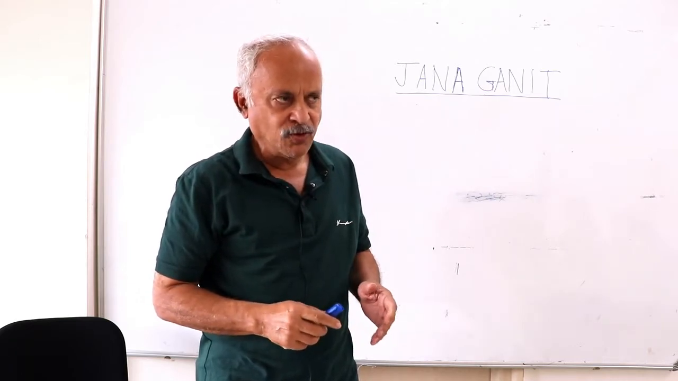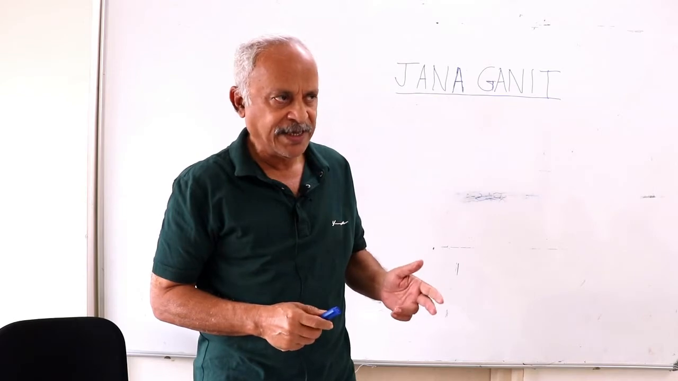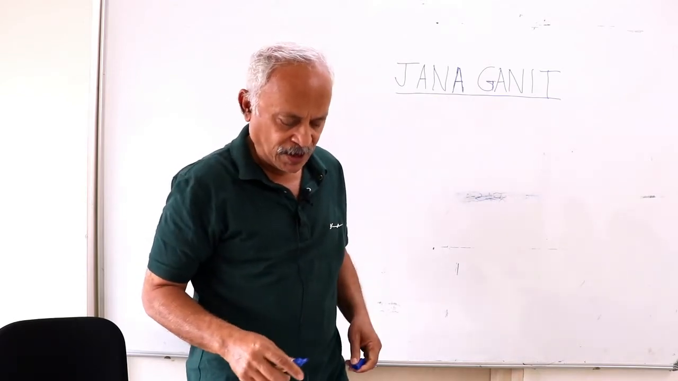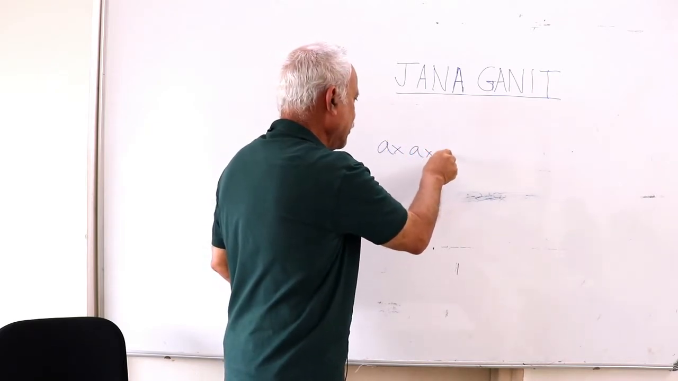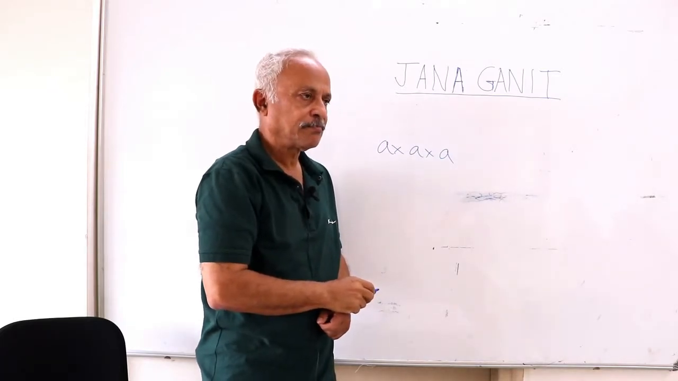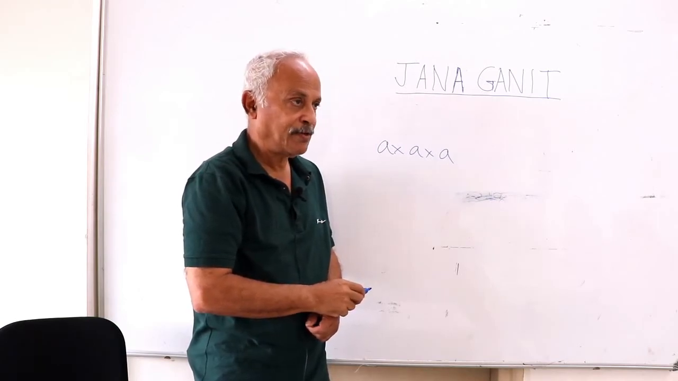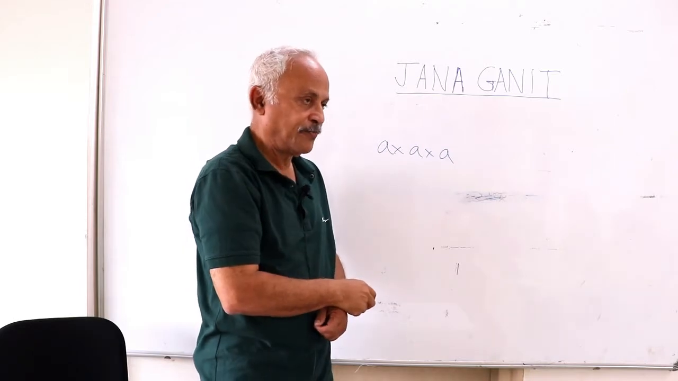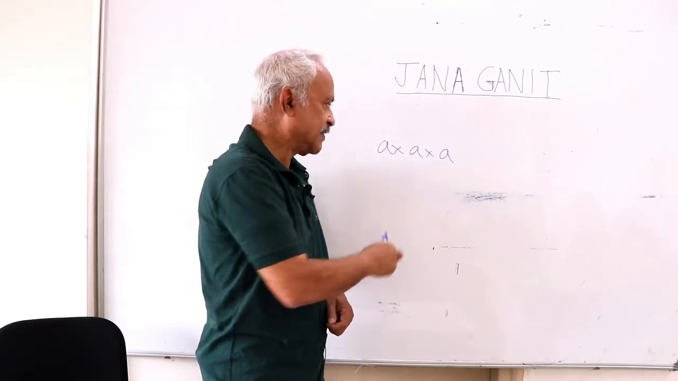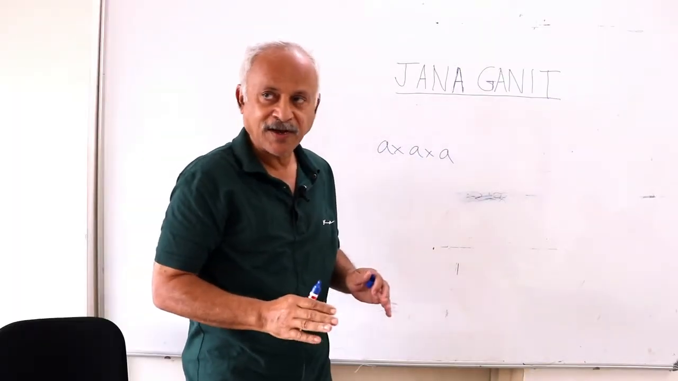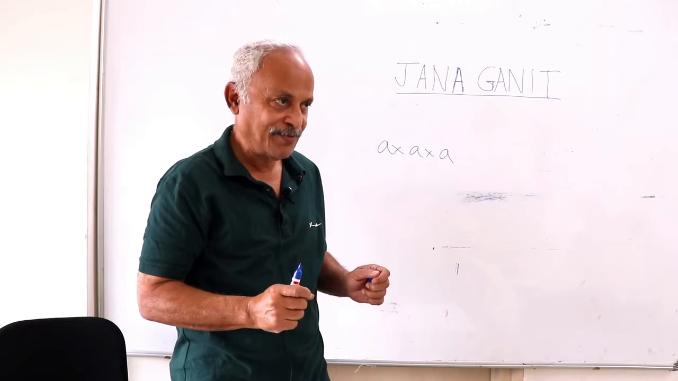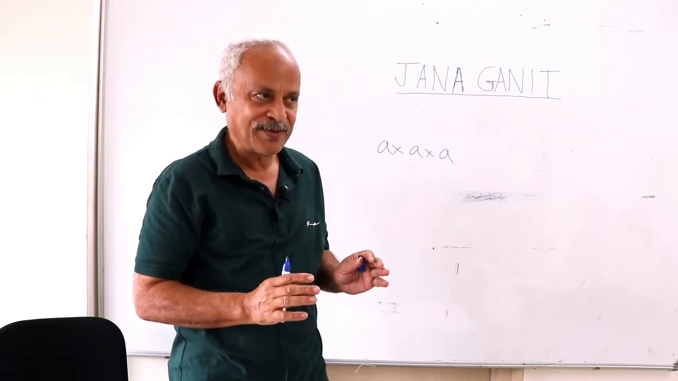If I have A into B into C, we know the factors are A, B and C, right? So now, what are the factors of A into A into A? 3A? No, 3A is not a factor. So the first factor is A. Second factor is A. Third factor is A. So here the factors are A, A and A. Okay, just keep that in mind.